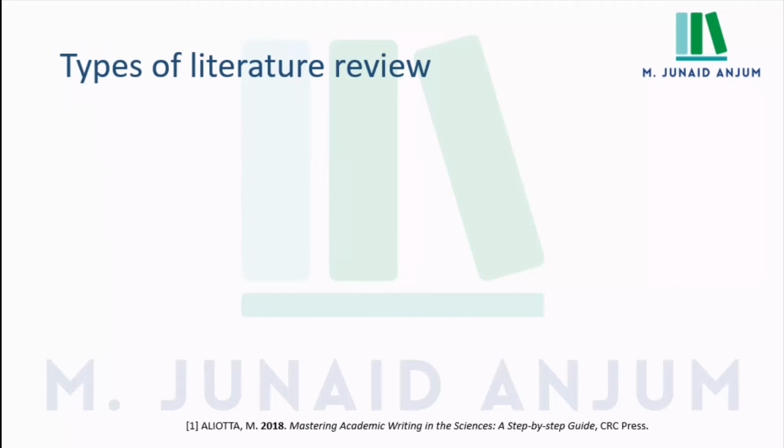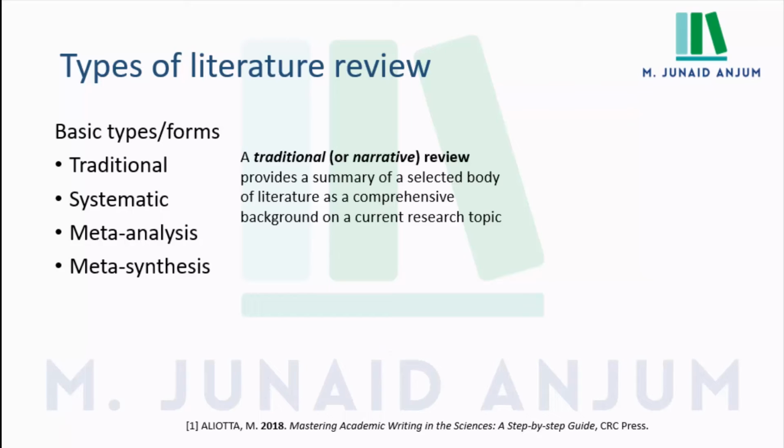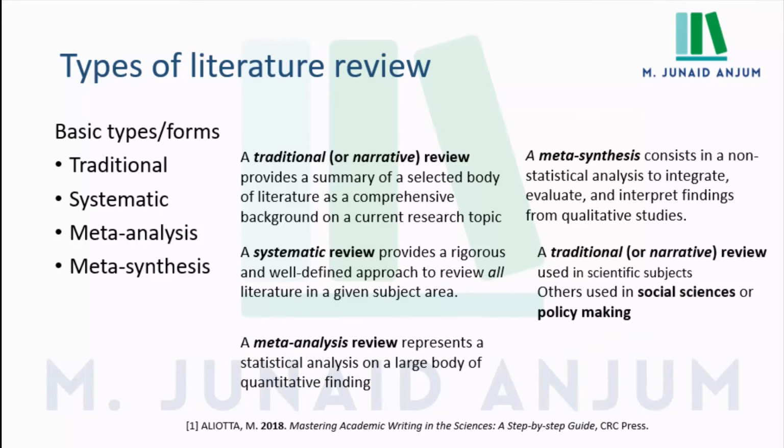The other thing: what are the types of literature review? There are basically four types in which we can divide the literature review: traditional, systematic, meta-analysis, and meta-synthesis. What is the traditional or narrative literature review? Basically, it provides a summary of a selected body of literature as a comprehensive background on a current research topic. I want to mention here that the traditional review is basically used in most of the scientific subjects, and the other literature reviews are mostly used in the social sciences or policy making.